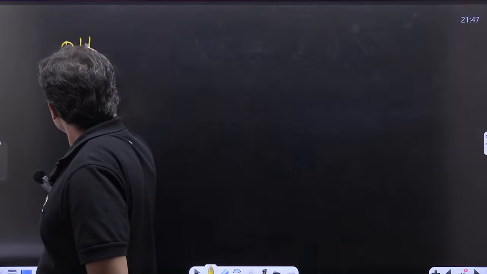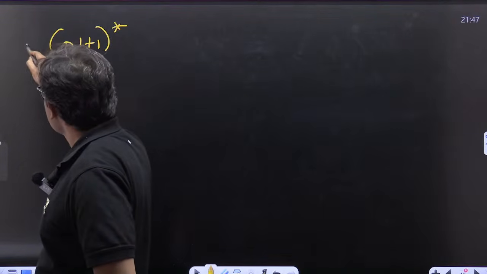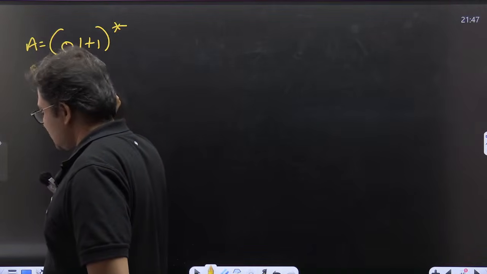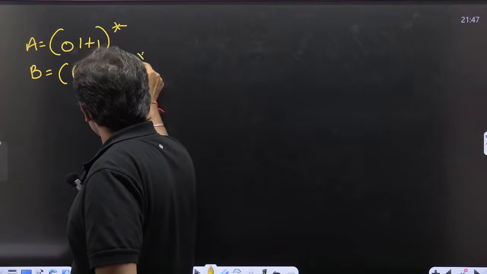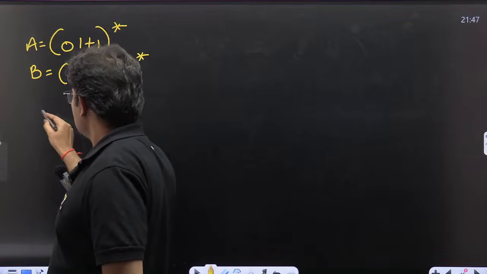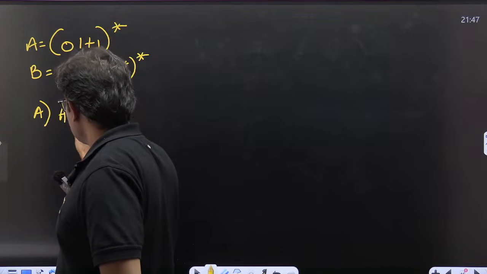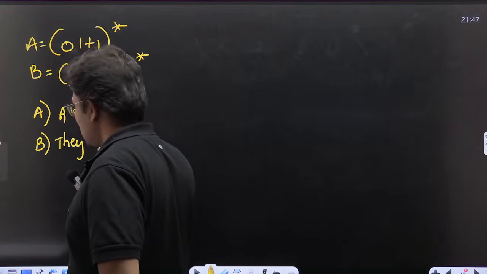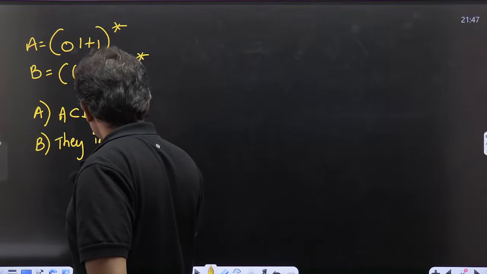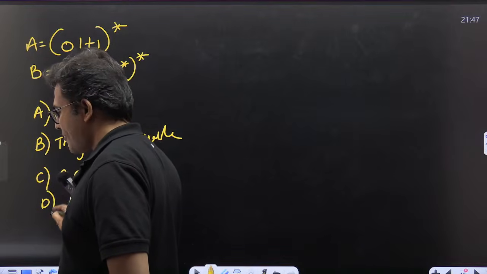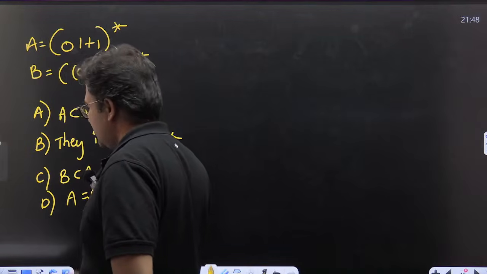Now, two languages are given. A is (0+1)*... (0+1)* and B is (0*1*)* whole star. So options are: A, A is a subset of B; they are incomparable; C, B is a subset of A; D, A equal to B. Answer this.